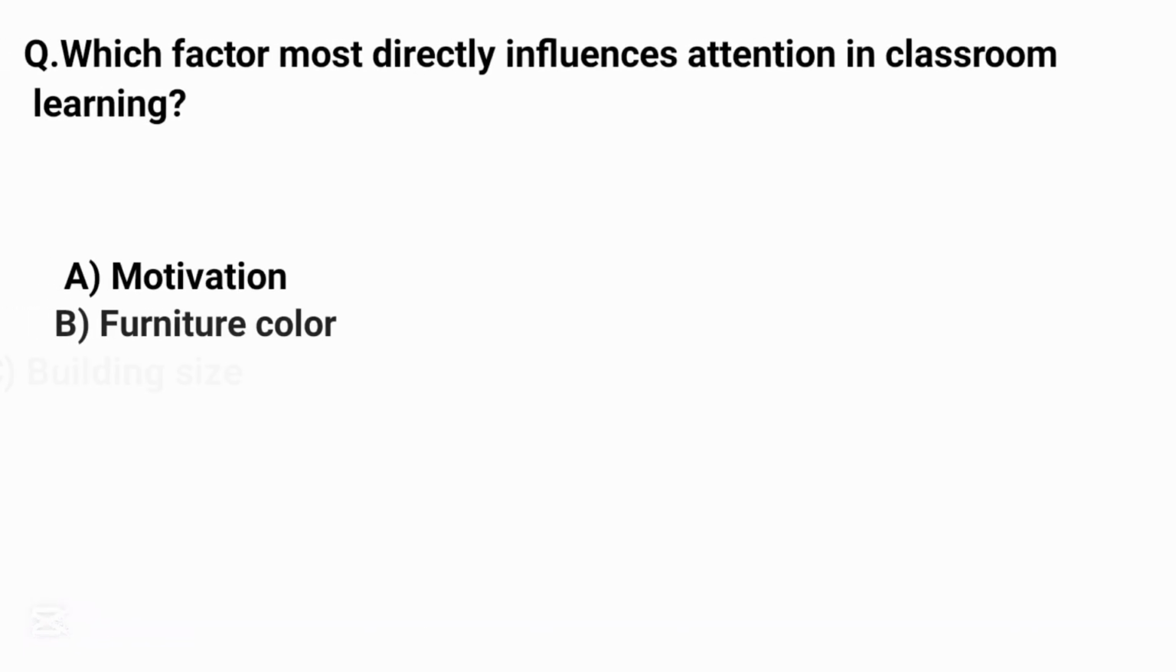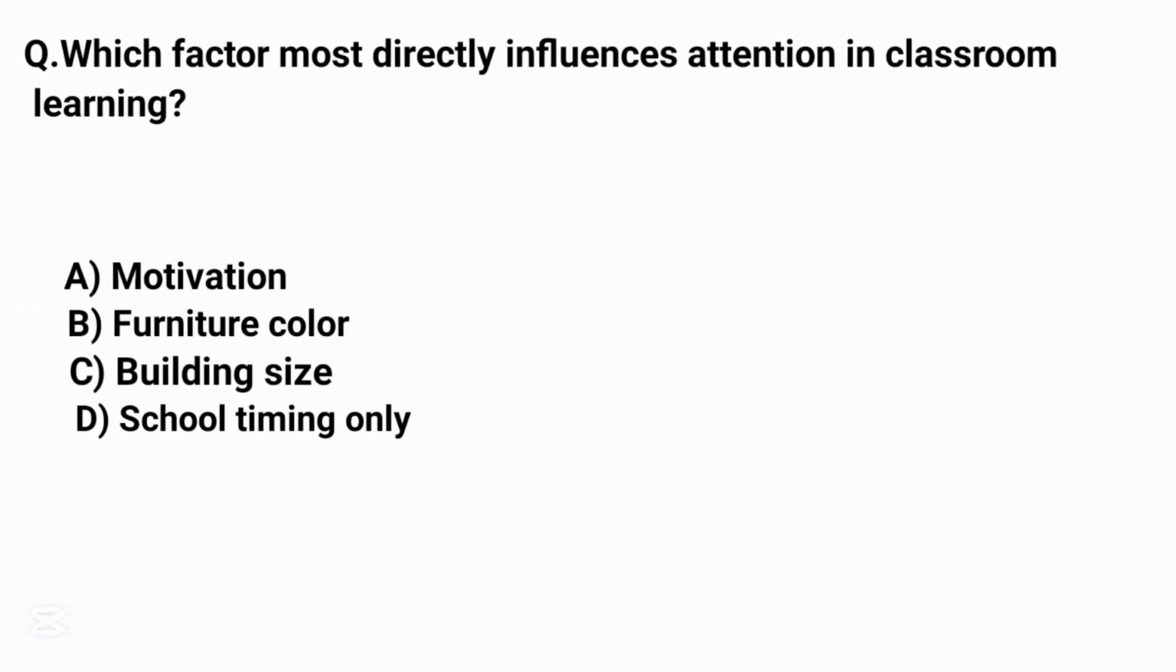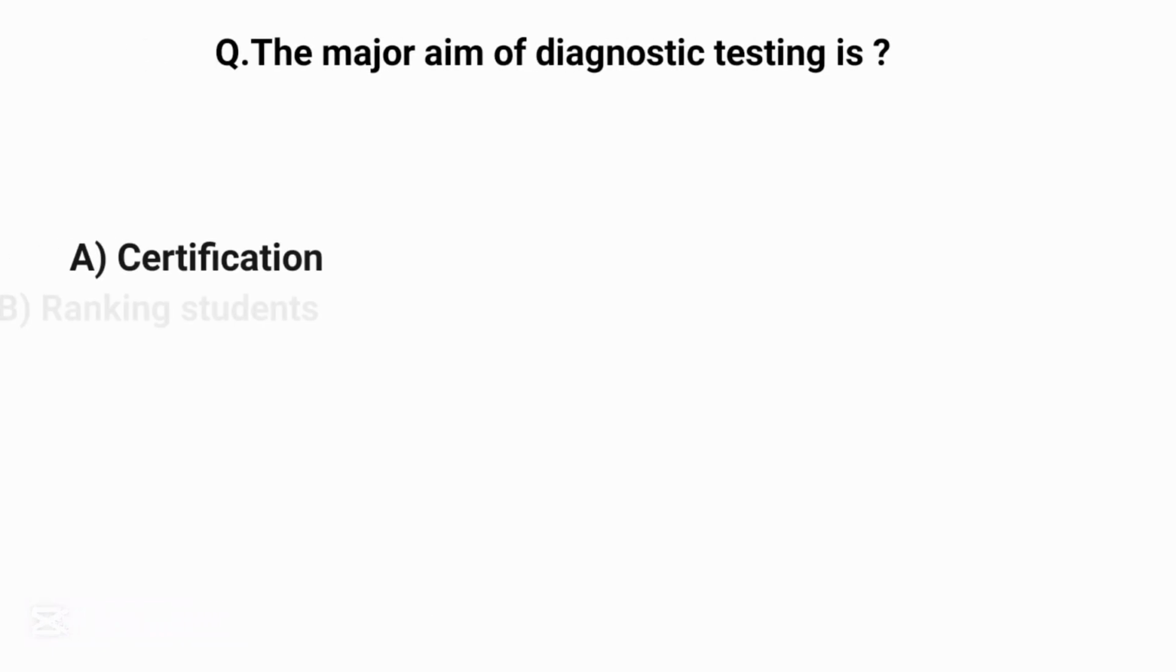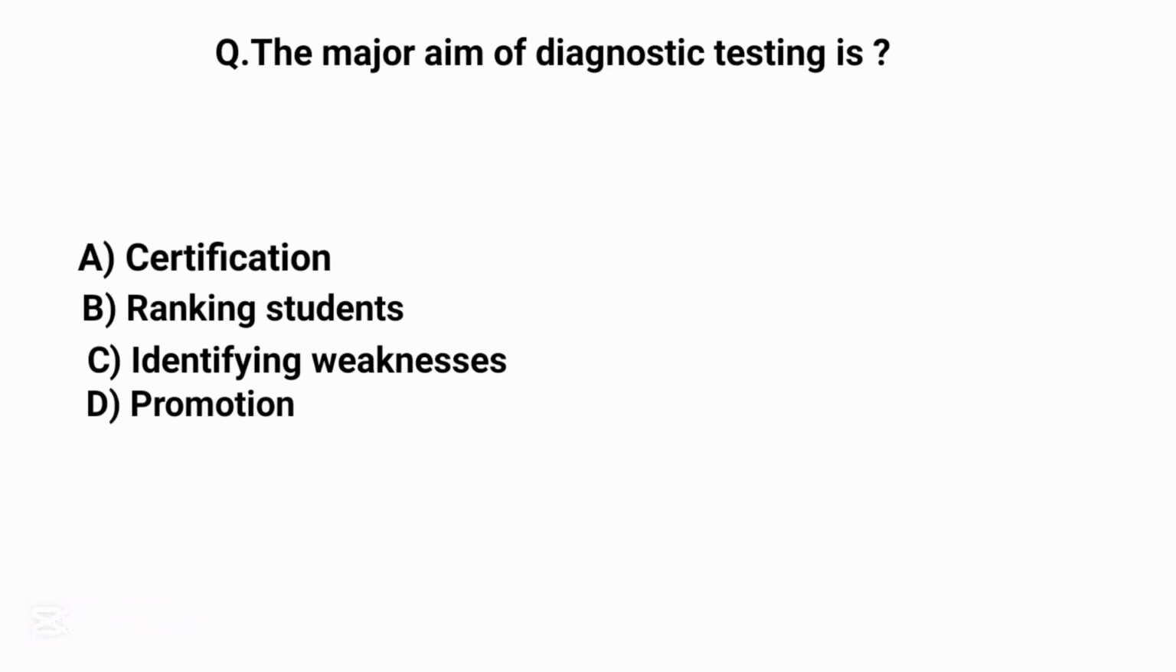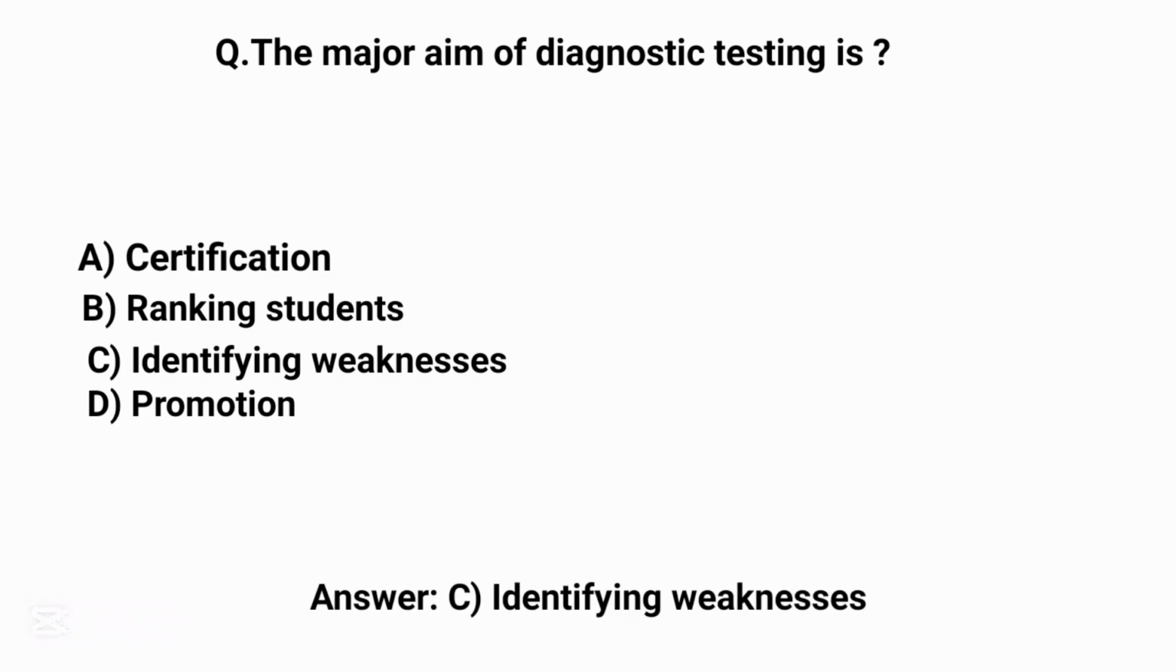Which factor most directly influences attention in classroom learning? Correct answer is option A. Motivation. The major aim of diagnostic testing is. Correct answer is option C. Identifying weakness.